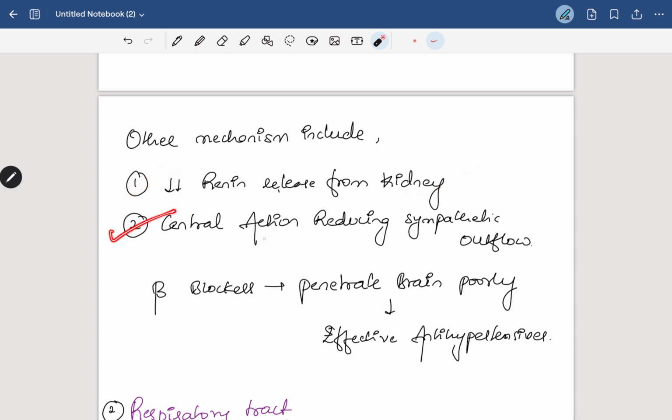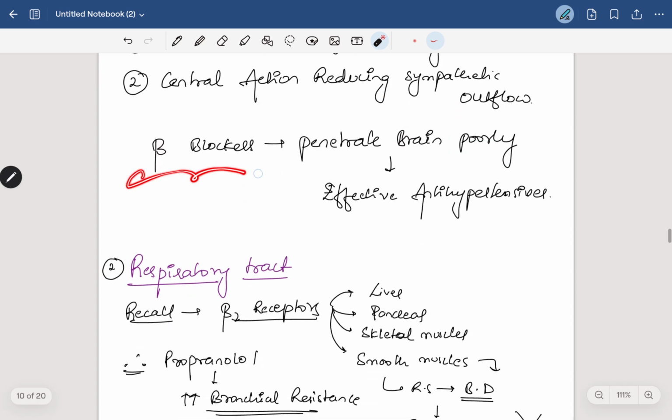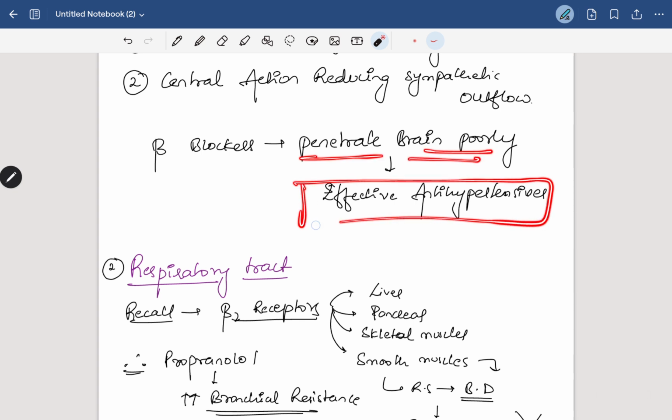And the second thing is central action, reducing sympathetic outflow. It acts on the brain, the central action reducing sympathetic outflow. Some beta blockers that penetrate the brain poorly are effective antihypertensives.